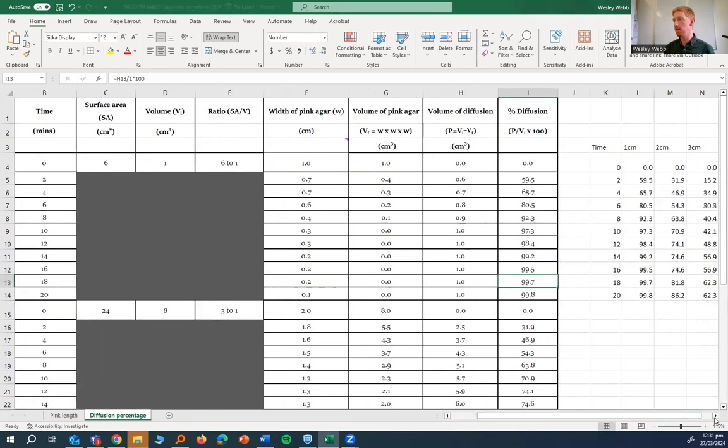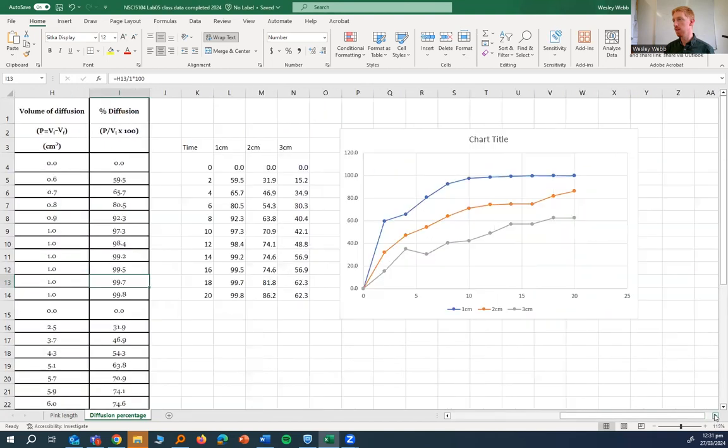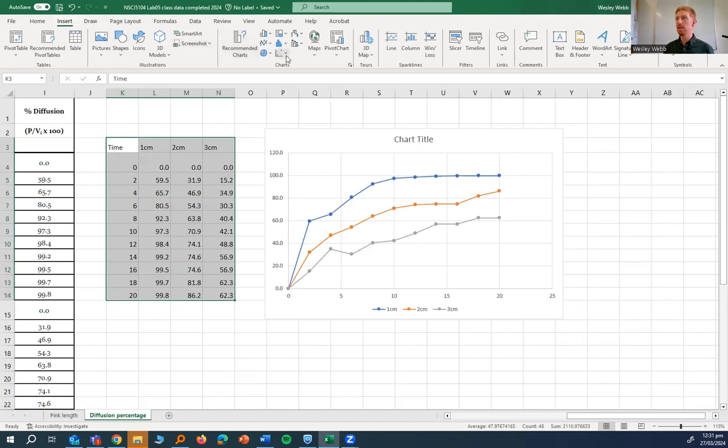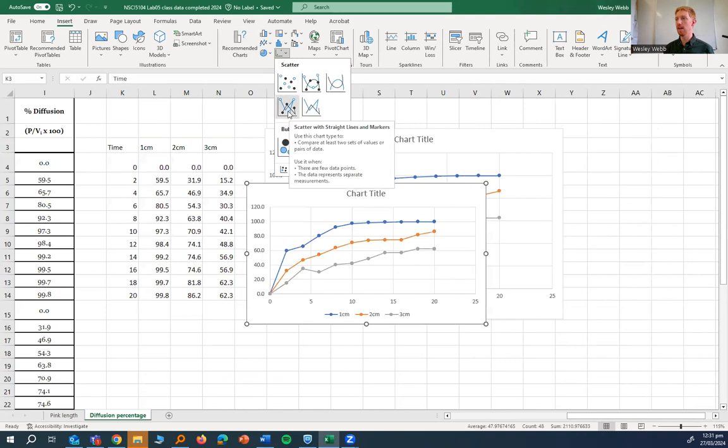What did we actually see? Let's have a look. The moment you've been waiting for. Here are our time points. Here are our different cube percentage diffusions. And I just did this. I selected it, clicked on Insert, Scatter Plot, and chose this one here. Okay.